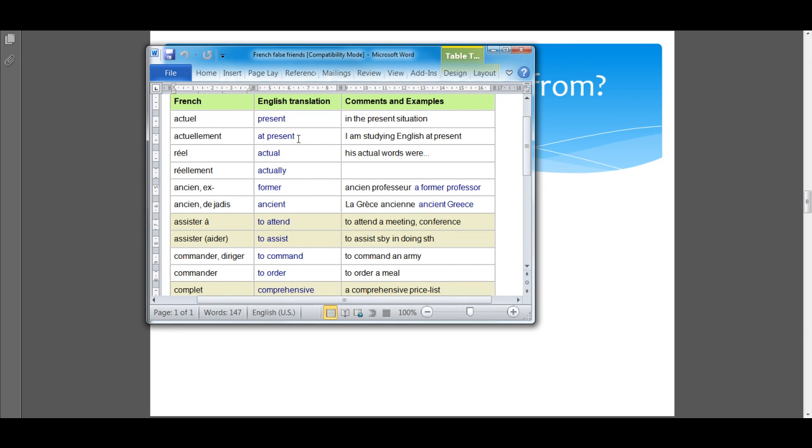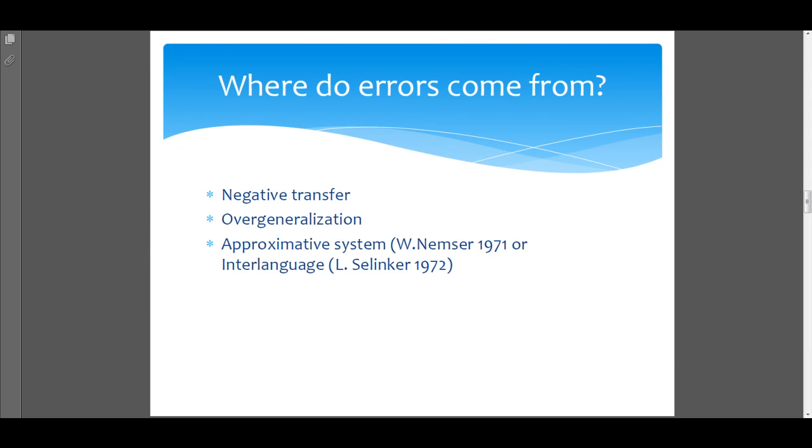For example, in this case, it's very easy for speakers of English to believe that this French word means actually in English, but the real meaning of actuellement in French is now or at present. So this is another source of errors for language learners, and it's called the approximative system or interlanguage.